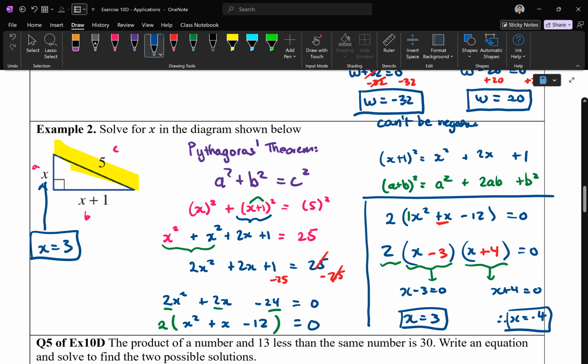Doesn't make sense. Okay? I will stop the video there. That's exercise 10D. If you want to have a go with the third one, same idea. It's about writing the equation. I'm going to stop the video.